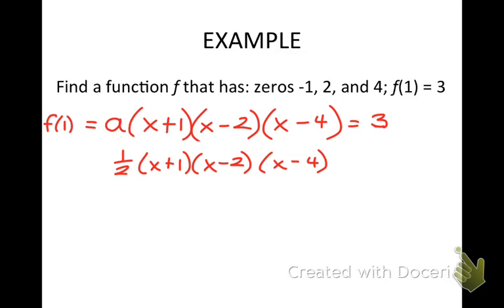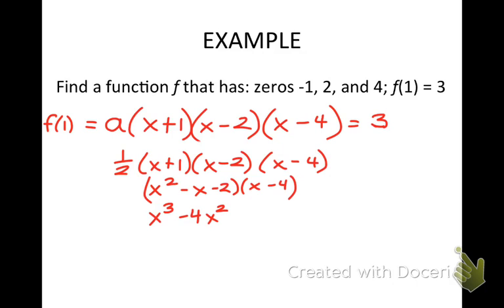X times x would get us to x squared. Negative 2x plus x would be negative 1x. 1 and negative 2 makes negative 2. Now let's multiply that with the x minus 4. X squared and x is x to the third. X squared times negative 4 is negative 4x squared.